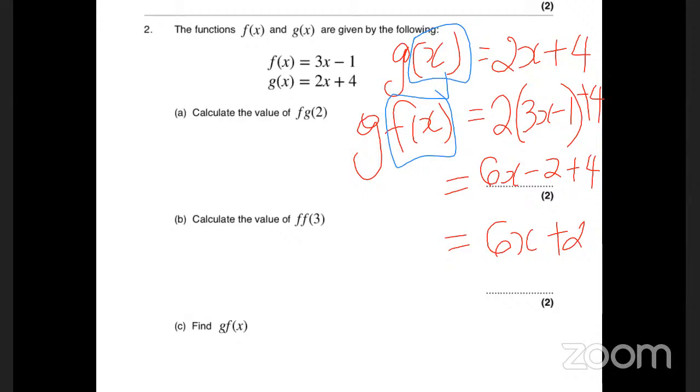For 2a, we put 2 into g. So 2 times 2 is 4, 4 plus 4 gives you 8, 3 times 8 is 24 minus 1, which is 23. What did I get? Oh, did I write down the same incorrect thing again?